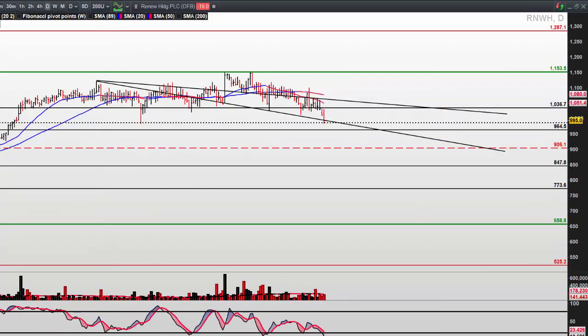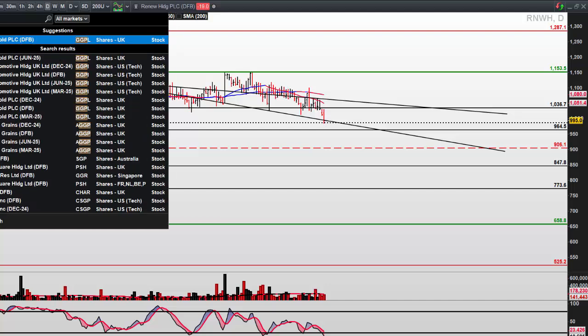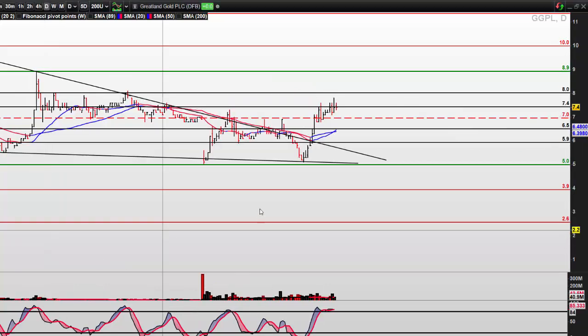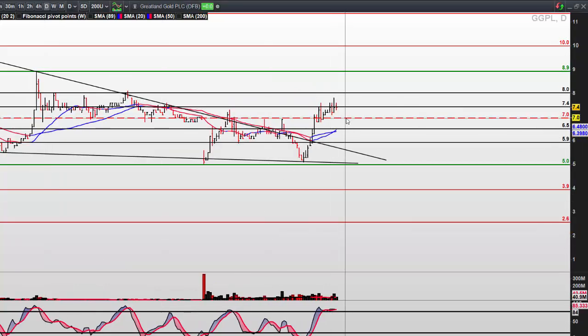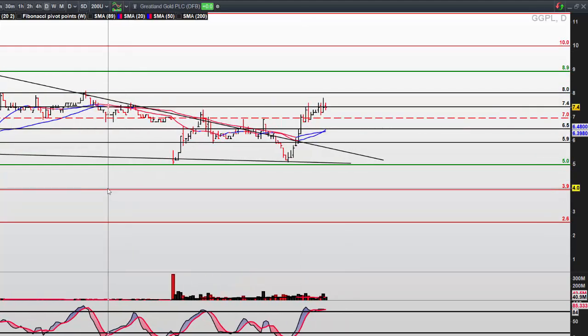The other one I'm looking at is GGP. This is a cheapie. I would look for a pullback on 7 on this. If we get 7, I would then look to see if we can claw its way back to 12 on this GGP. I think it's Greatland Gold.